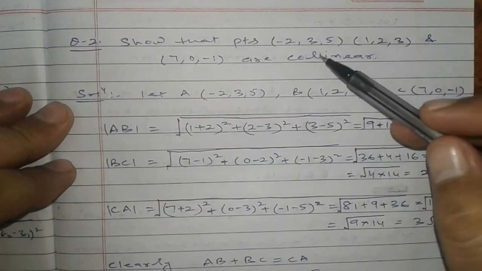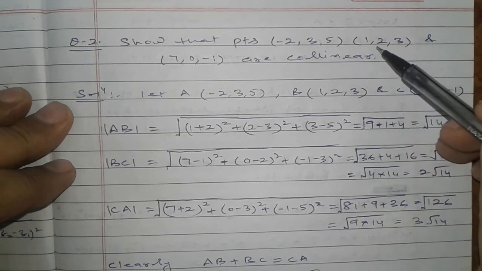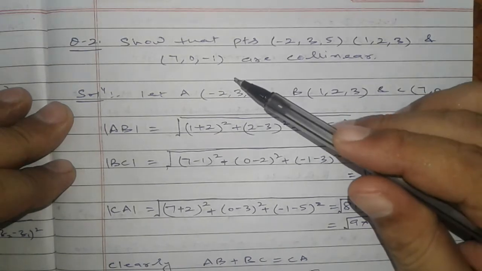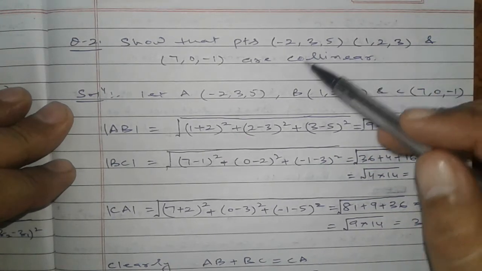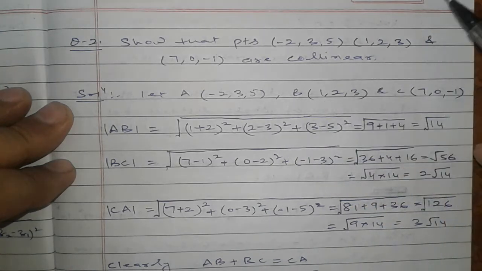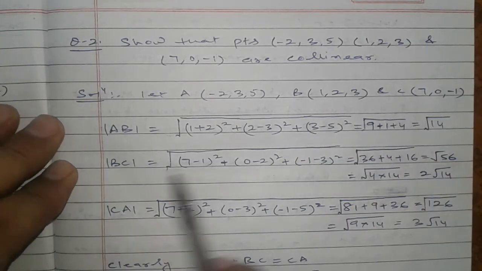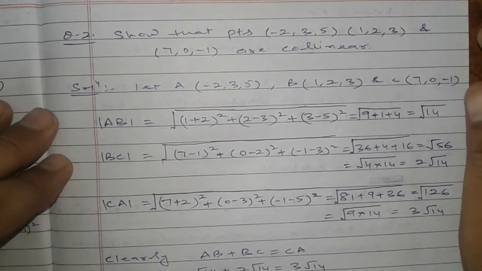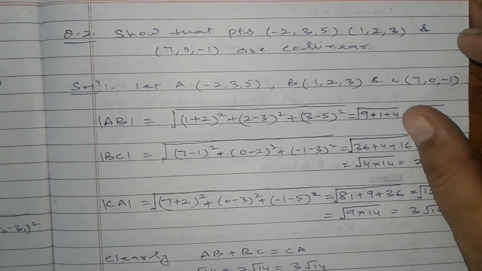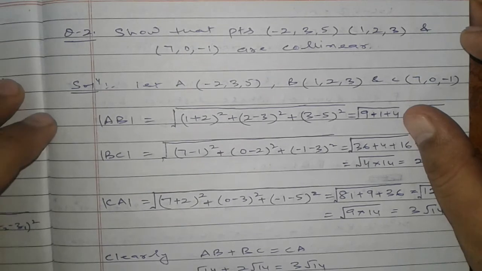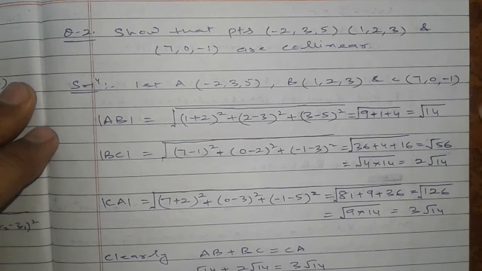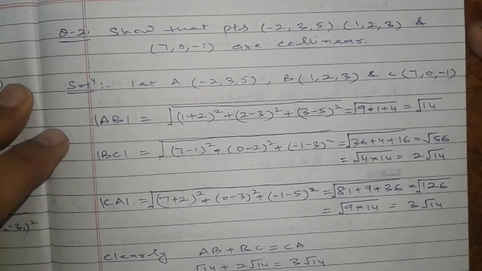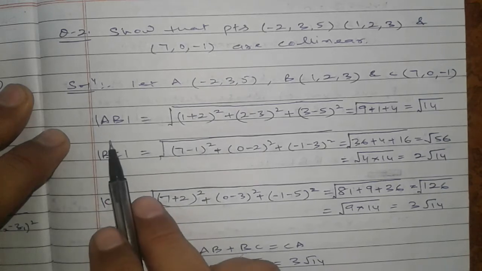The second question is, show that the points minus 2, 3, 5; 1, 2, 3; and 7, 0, minus 1 are collinear. Let us call the first point A, the second point B, the third point C. Then I calculate the distances. You solve collinearity of points by many methods. One is by checking the distances. Second is by proving the area of the triangle equal to 0, as in class 10th. But here in this exercise we have to prove this by the distance formula. So I will calculate AB first.